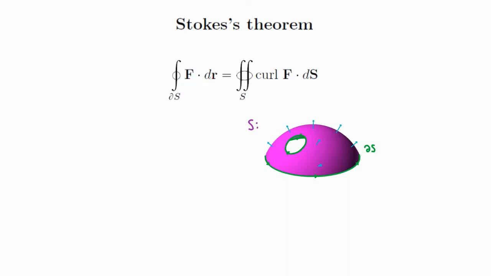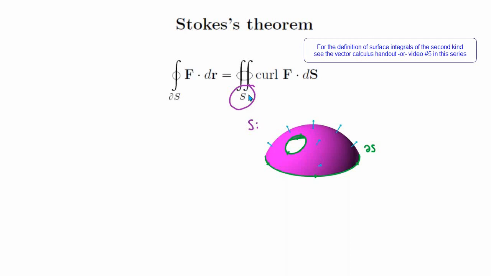Once again, in order to digest this formula, it's helpful to notice that it follows the same pattern that we saw in the fundamental theorem of calculus at the beginning of this video. The integral on the left-hand side is a two-dimensional integral. It's a surface integral of the second kind over the surface S. The integral on the right-hand side is a one-dimensional integral. It's a line integral of the third kind over the boundary of S.